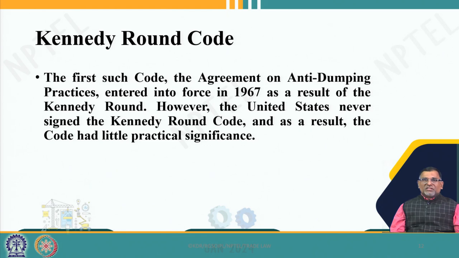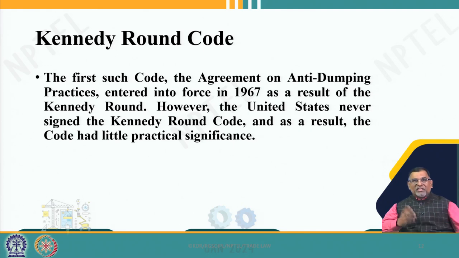But the United States refused to sign this, mainly because they wanted to impose additional duties. If they signed this agreement, their imposition of additional duties would be subject to the guidelines of this code. So, they did not sign it. If the largest trader does not sign an agreement, then the practical significance is very small.